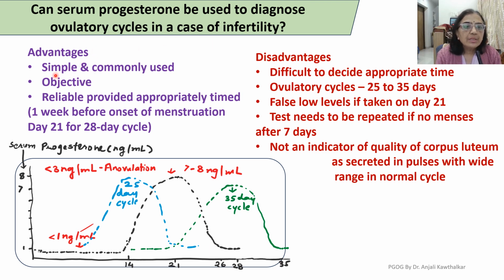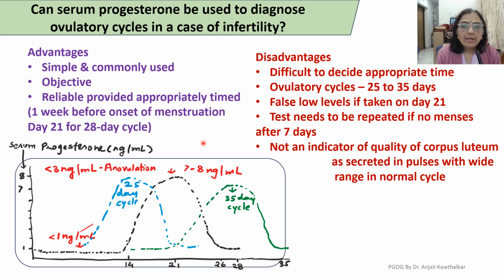Advantages of serum progesterone: it is a simple test and it is the most commonly used test. It is the most popular of all the tests for ovulation. It gives objective evidence of presence of ovulation, as opposed to temperature assessment, where we are relying more on a woman's way of recording, and sometimes there can be error also. But here it is an objective assessment. It is reliable provided it is appropriately timed. This is most important, that it has to be done one week before onset of menstruation. So the correct day will be day 21 for a 28-day cycle.